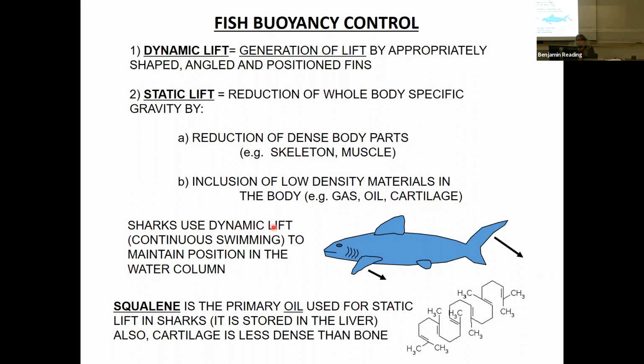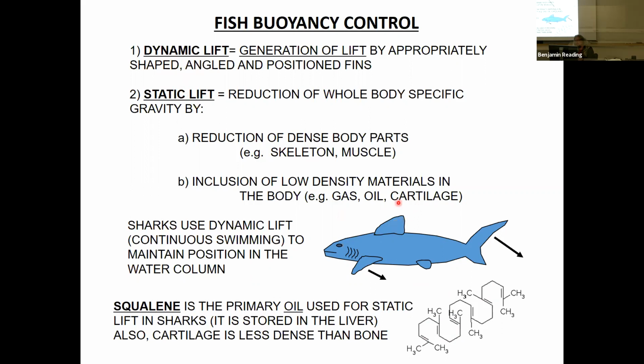So sharks use dynamic lift, continuous swimming, to maintain position in the water column. They also use squalene. Here's the structure of squalene. It's a lipid. It's produced in the liver and stored there. This lipid reduces the density of the shark body, giving it static lift. And so most fishes actually use kind of a combination of this.